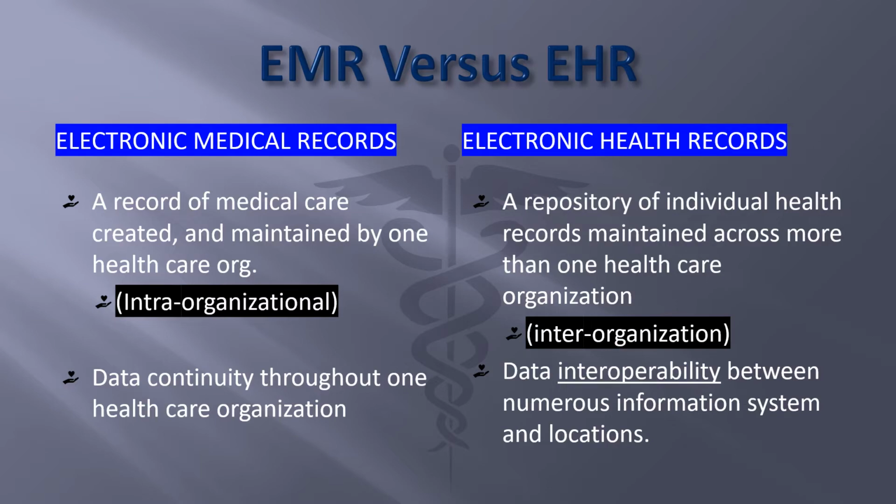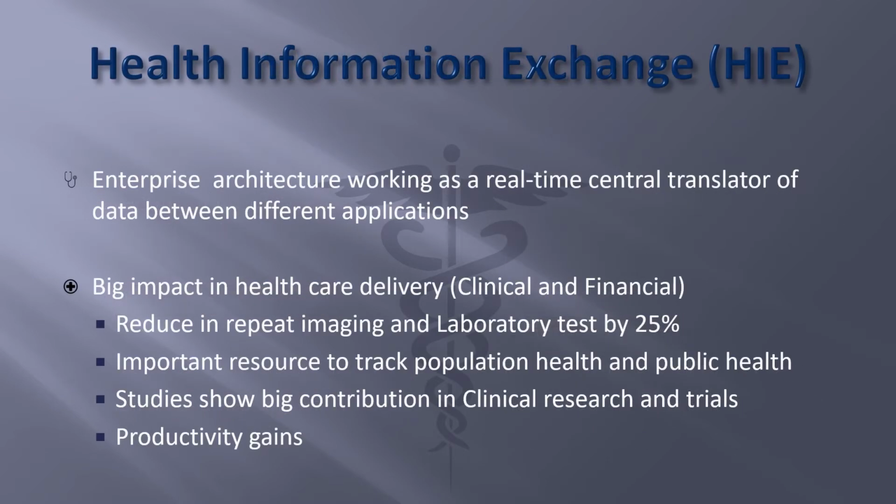Next, we're going to talk about HIE. As I mentioned before, the most significant characteristic of electronic health records is interoperability, the communication between healthcare providers. This translation is possible because of mutual agreement between health system providers and payers. It works as a real central translator for all data between different applications, storing a list of terms, concepts, and standards.